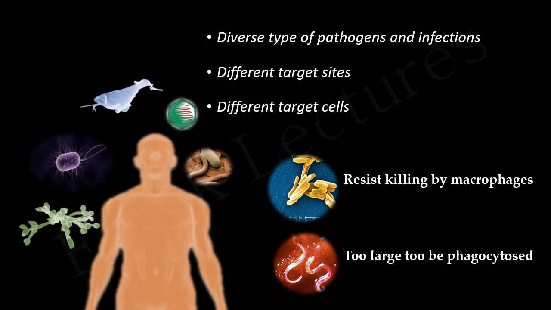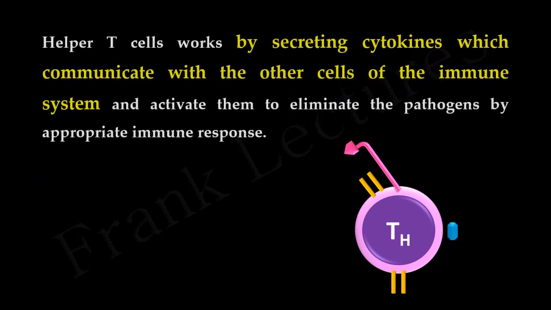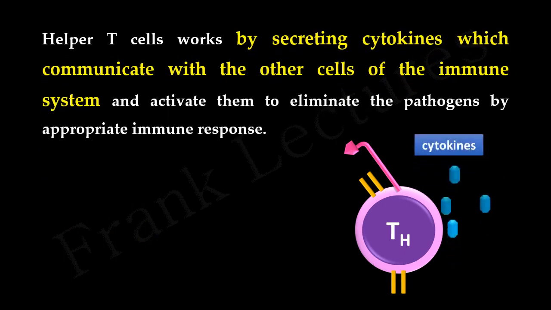So, each of these pathogens is eliminated by a different form of immune response. Helper T cells aim to fight against such diverse types of pathogens effectively. Helper T cells work by secreting cytokines which communicate with the other cells of the immune system, and activate them to eliminate the pathogens by an appropriate immune response. Let's now study details of the T helper subsets.